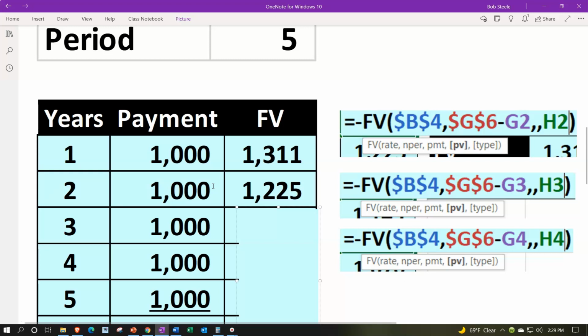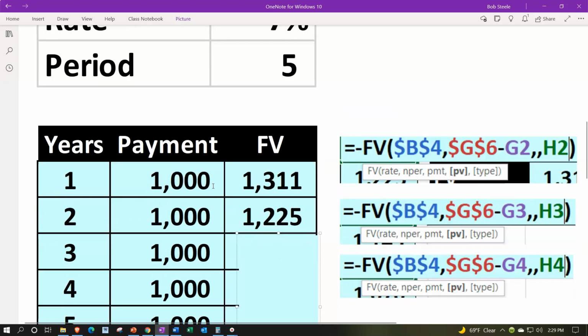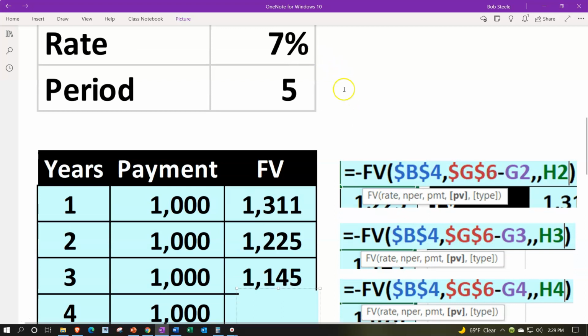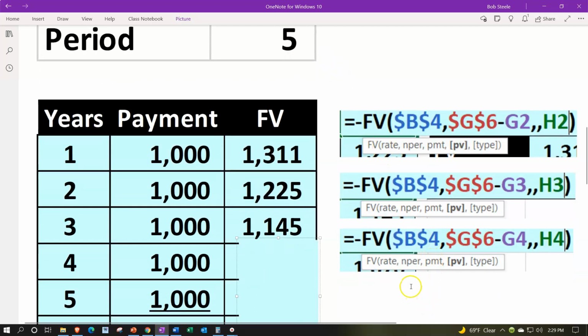If we take the 1,000 at the growth rate of the 7% for 3 periods, we get the 1,225, slightly less than, of course, period 1. Let's do it one more time, since this is more of a complex one than the present value. We got the negative future value, the rate. Rate is once again the same, representing the 7%, comma, number of periods.